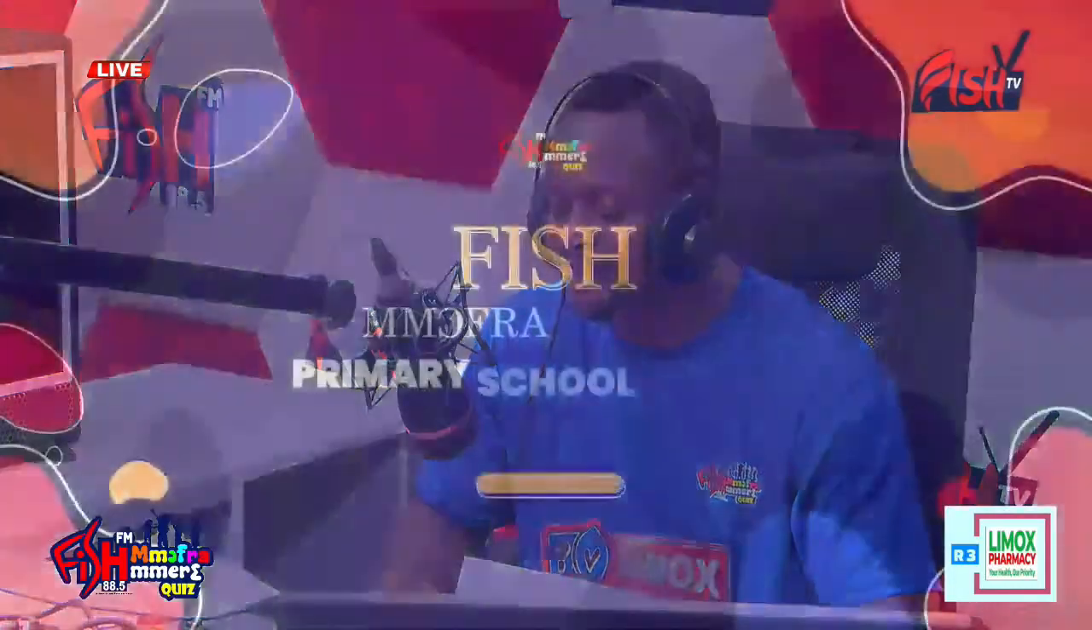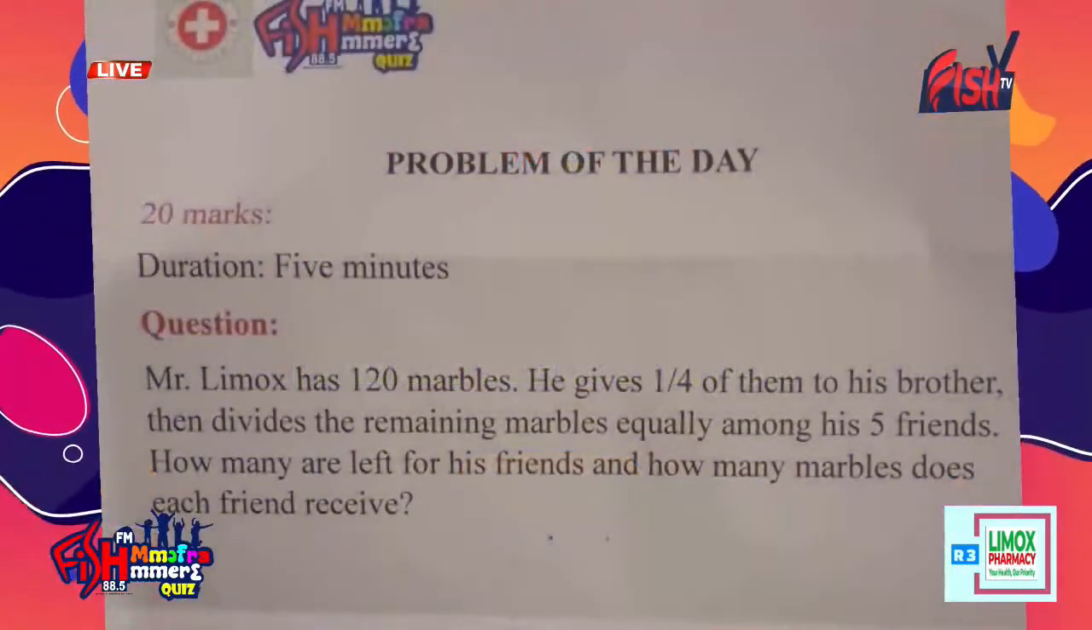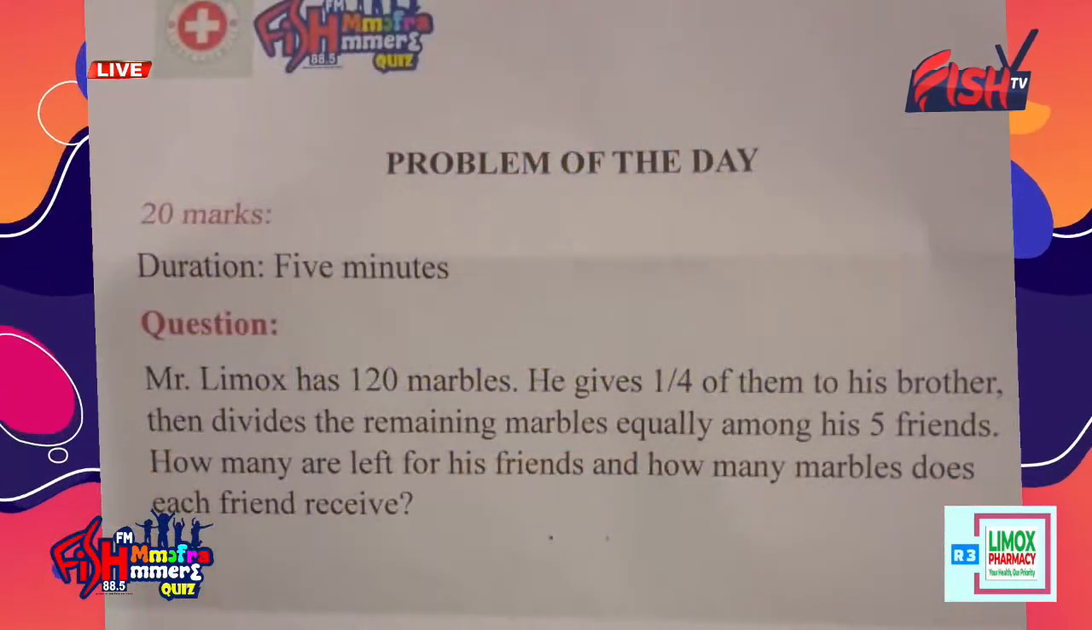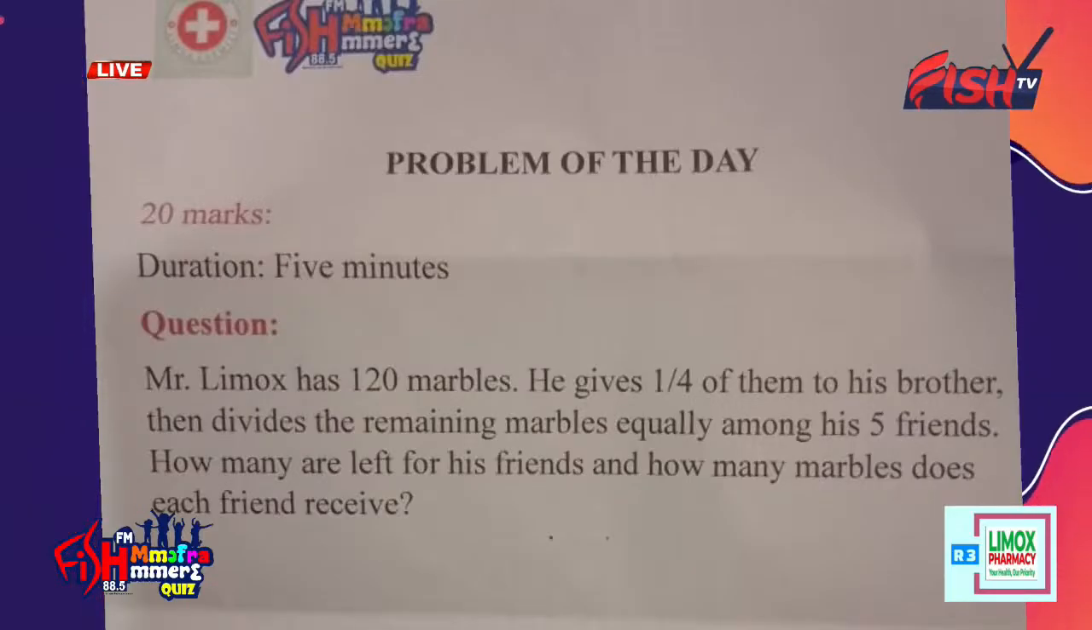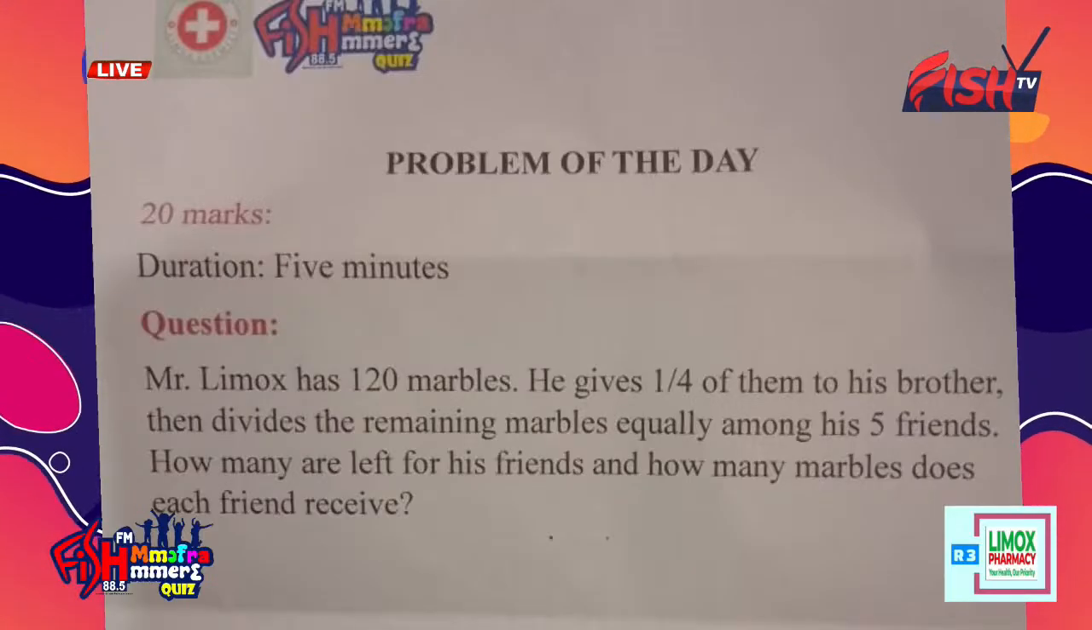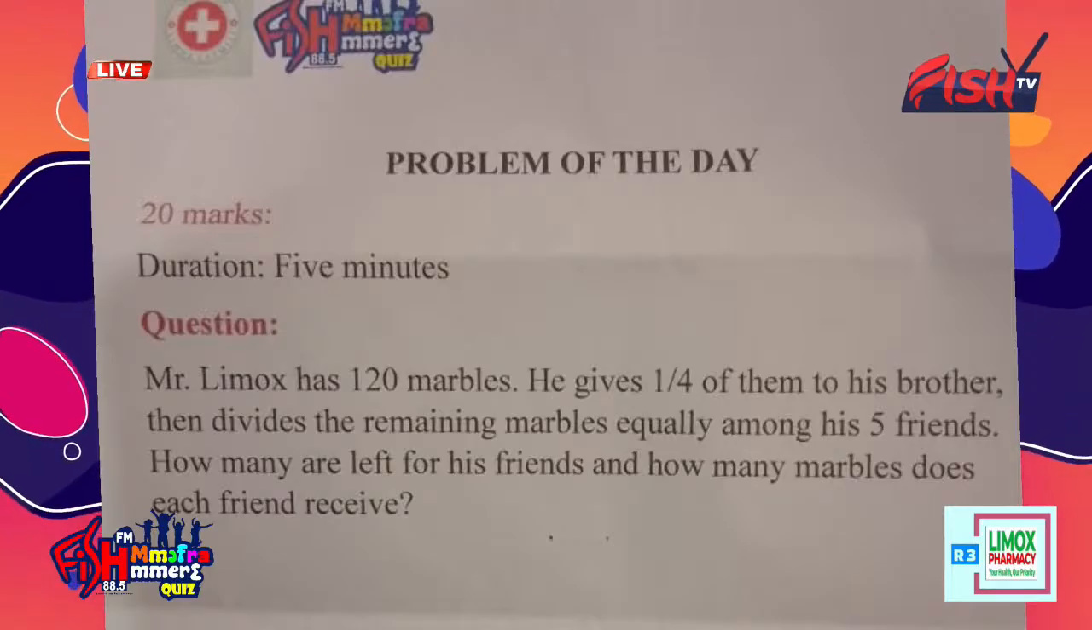I take it again. Mr. Limox has 120 marbles. He gives a quarter, or 1/4, of them to his brother, then divides the remaining marbles equally among his 5 friends. How many are left for his friends, and how many marbles does each friend receive?